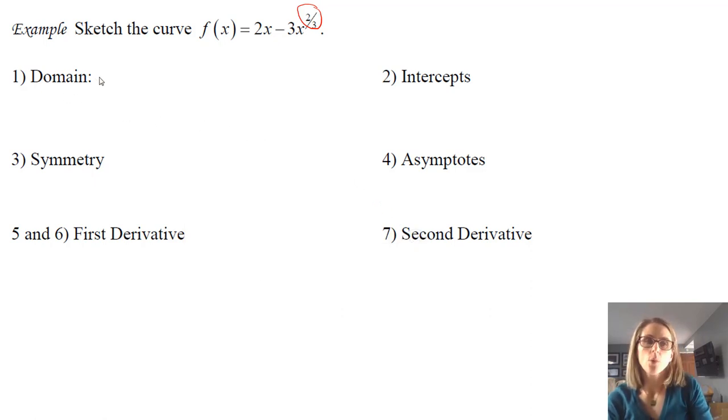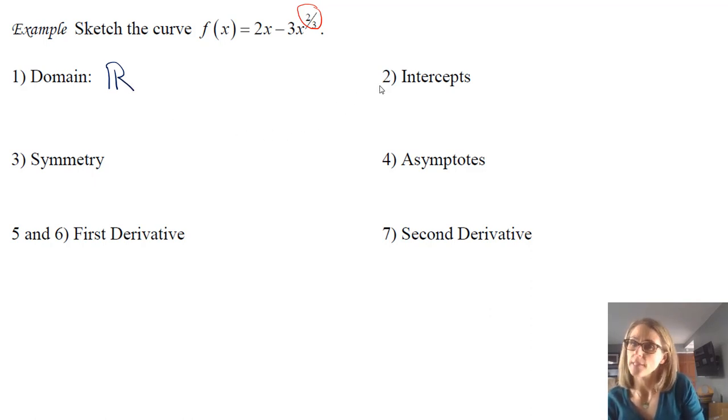But the domain doesn't necessarily have to be all real numbers, especially if you have a square root or a fourth root, something like that. But when you have the third root, the cube root, it does allow for any number to be put in and cubed and then squared. And then the first piece is just 2x. So we do have a domain of all real numbers in this example.